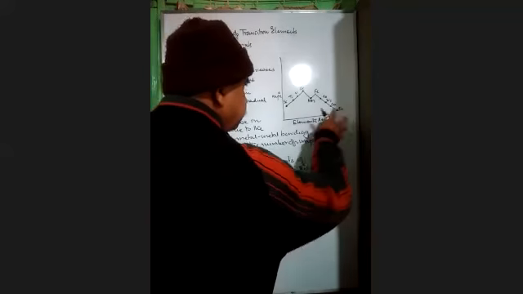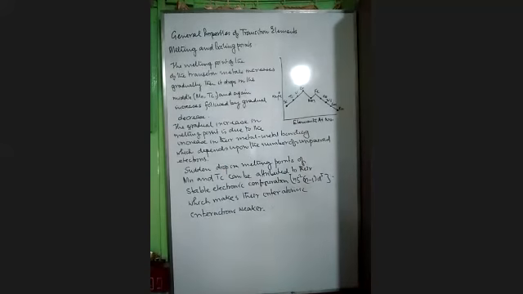Why is the melting point of zinc so low? Because in zinc you do not have any unpaired electrons. So they have the weakest metal-metal bonding. Okay?